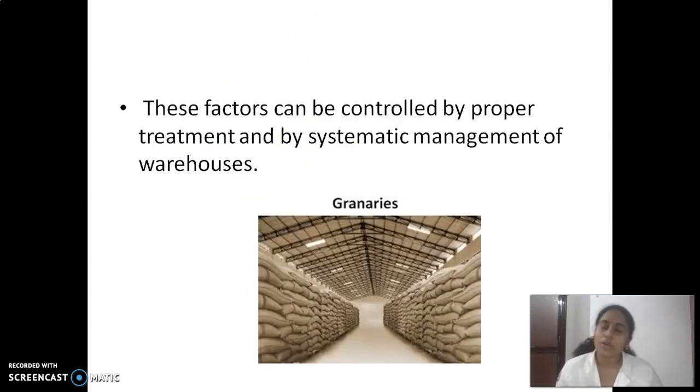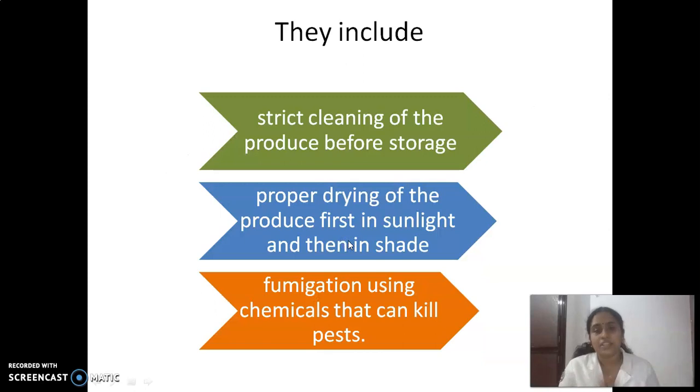So, how can we get rid of this? These factors can be controlled by proper treatment and by systematic management of warehouses. They include strict cleaning of produce before storage. Then proper drying of the produce, first in sunlight and then in shade. Then the third one, fumigation using chemicals that can kill pests. Clear? So that is about storage of grains.